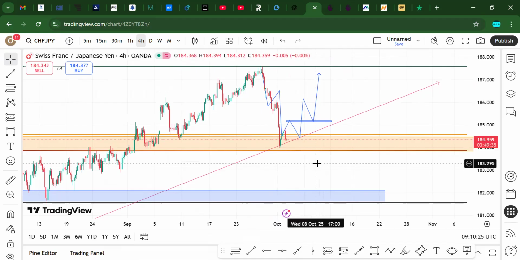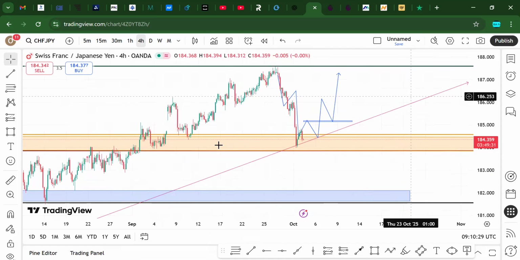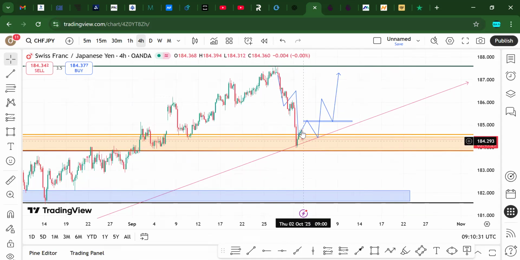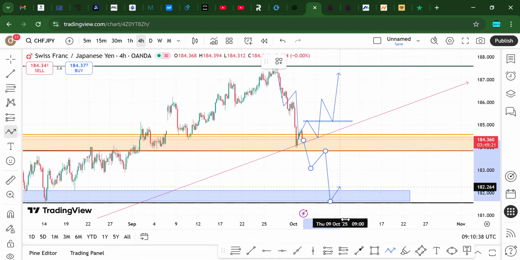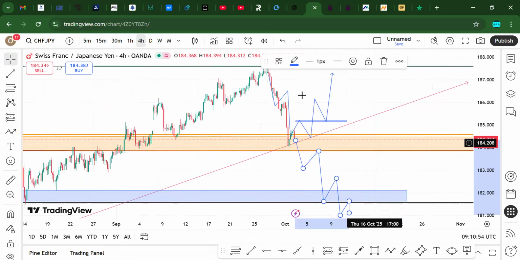So another alternative or another probability would be, just like I said, price continuing in this downward trajectory, taking out this level, and then it continues downwards. Then in that case, we can wait for a retracement. Once this level is taken out, then we can wait for a retracement and then jump in to continue the sell opportunities. That means in that case, we'll be riding on the retracement.